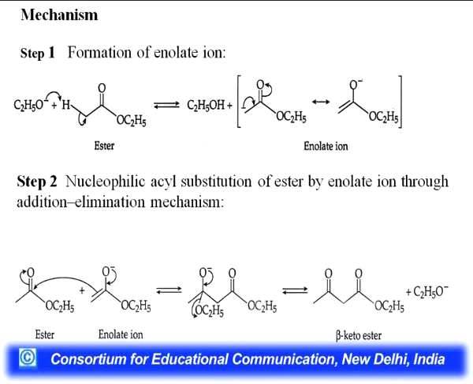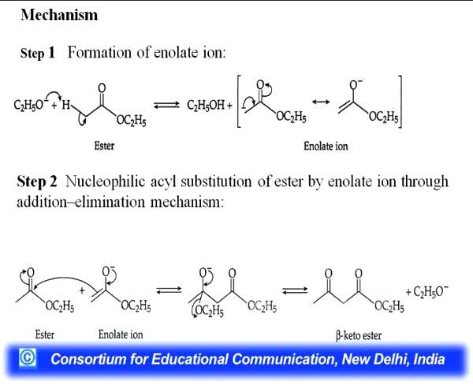How does the mechanism of the Claisen condensation reaction proceed? First of all, the first step is the formation of the enolate ion. The ethoxide ion, which is obtained after the dissociation of sodium ethoxide, will attack the ester group to give the enolate ion. You can see how it gives the enolate ion.